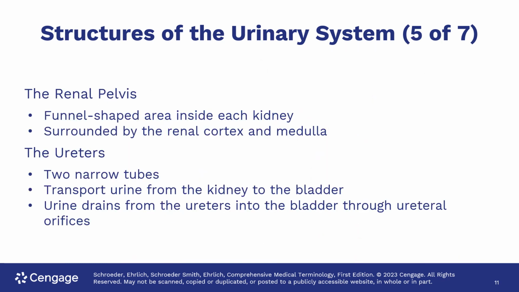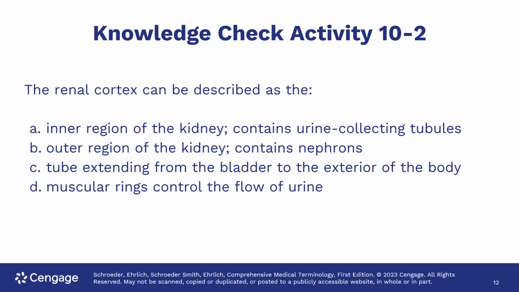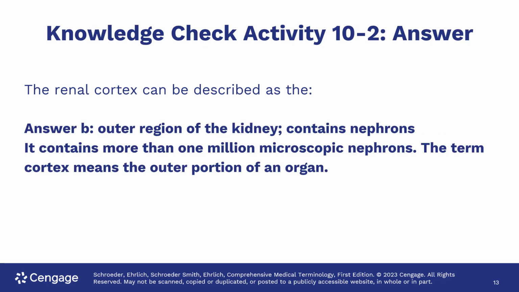The pelvis is the funnel-shaped area at the very inside of the kidney that we saw on the last slide. The ureters are the 2 tubes that connect the kidney to the bladder. What is the cortex? It's the outer area of the kidney that contains the nephrons.